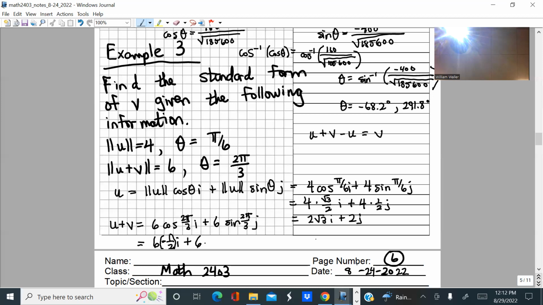So I have 6 times, but I do have to figure out what sine of 2 pi over 3 is. That must be square root of 3 over 2, right? The reference angle is, again, pi over 3. So the sine of 2 pi over 3 is going to be similar to the sine of pi over 3, which is square root of 3 over 2. And the sign is still positive because we're in the second quadrant. And then times j here. So let's see, how does this simplify? It looks like minus 3i, and this is plus 3 times the square root of 3, times j.